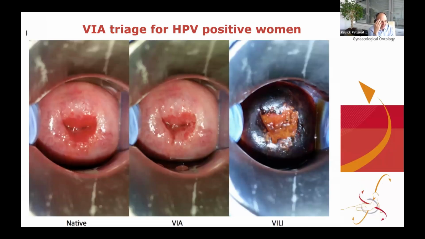But most of the time it is like this. This is a smartphone picture here. Most of the time it is like this. Is that positive or is that negative? But you have to decide. You don't have time to do a biopsy. You have to decide to treat or not to treat.